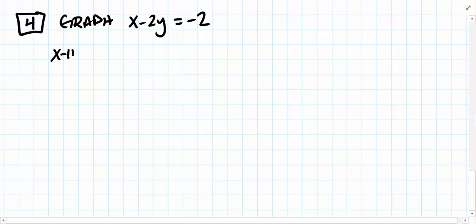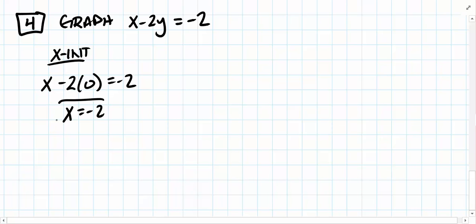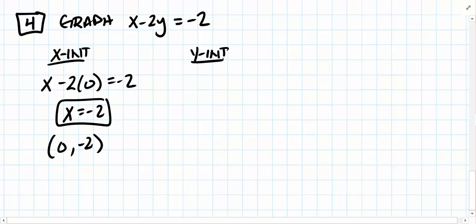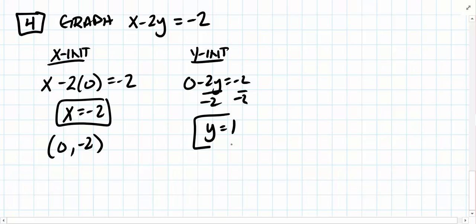So for the x-intercept, I'm going to have x minus 2 times 0 equals negative 2. So x is just equal to negative 2. So I have the point there as negative 2, 0. For the y-intercept, I'm going to do the same thing. I'm going to let x be 0. So I get 0 minus 2y equals negative 2. Divide by negative 2. So y is equal to 1. So that would be the point 0, 1.